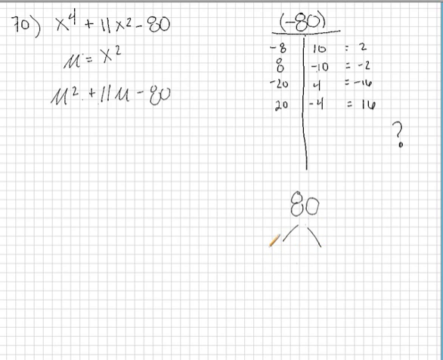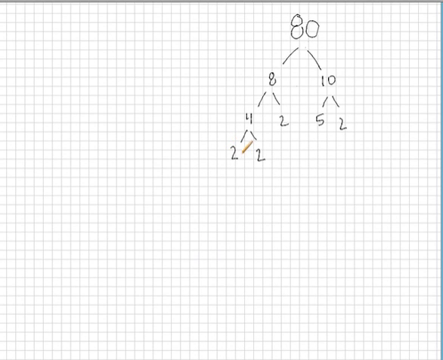So I know that 80 is equal to 8 times 10. 8 is equal to 4 times 2. 10 is equal to 5 times 2. And 4 is equal to 2 times 2. And I can't factor any of these other numbers on the bottom anymore. So what that means is that 2 times 2 times 2 times 5 times 2 is equal to 80. So we have four 2's and a 5.